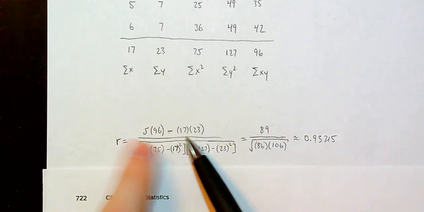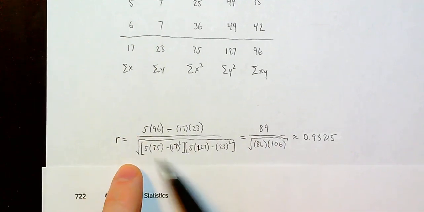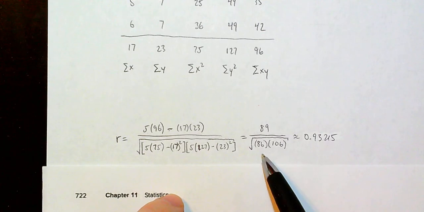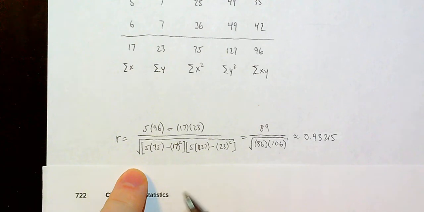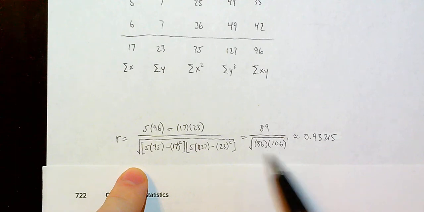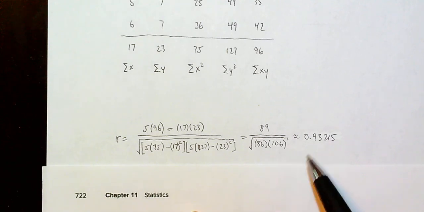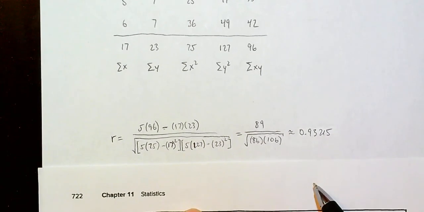When you multiply on top and then you take the difference, you get 89. This calculation right here, again using that order of operations, you get 86 for this guy right here. This guy right here, you get 106. If you do the product of 86 and 106, you then take the square root of that number and you do 89 divided by that quantity. You should get approximately 0.93215.